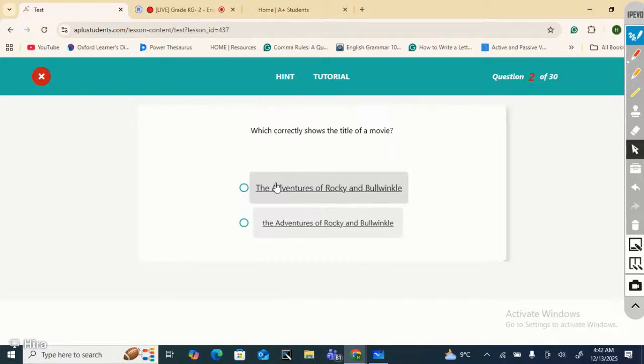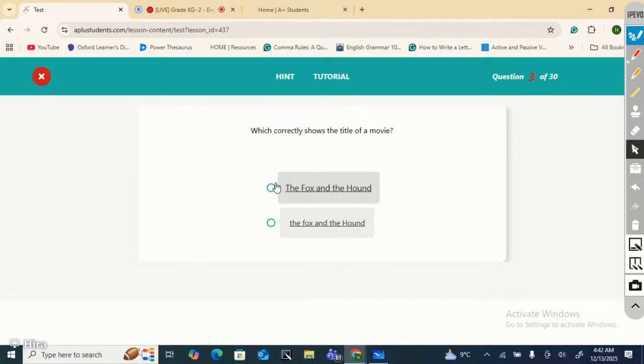The Adventures of Rocky and Bullwinkle, or this one, The Adventures of Rocky and Bullwinkle. If you look at option two, the first word is not capital. So, this is not going to be the correct one. The first one is. The Fox and the Hound, or The Fox and the Hound. Same here. In second option, the first word is not capital. So, this is not the correct title of a movie.